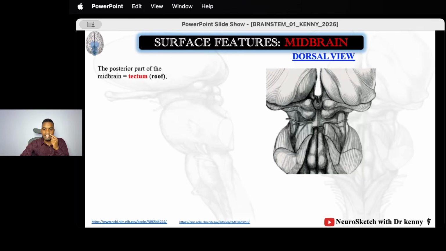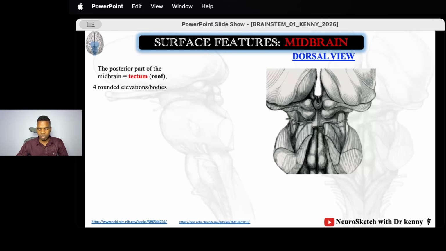Okay, now we're going to discuss each part in turn, starting with the midbrain, and this is the dorsal view of the midbrain. The posterior surface of the midbrain is called the tectum, which means roof. So this is literally the roof of the midbrain. The posterior surface of the midbrain has got 4 rounded elevations, 2 of which are superior and 2 of which are inferior, and they are called colliculi for plural.